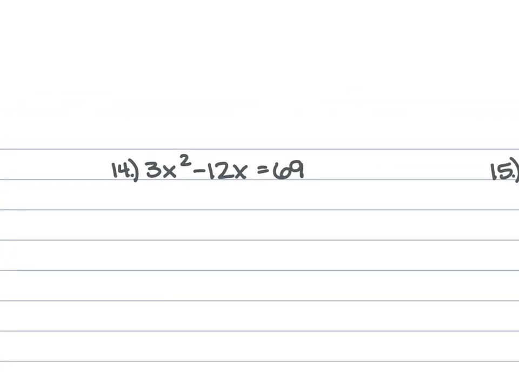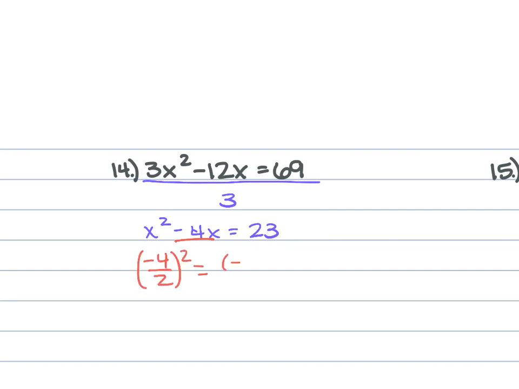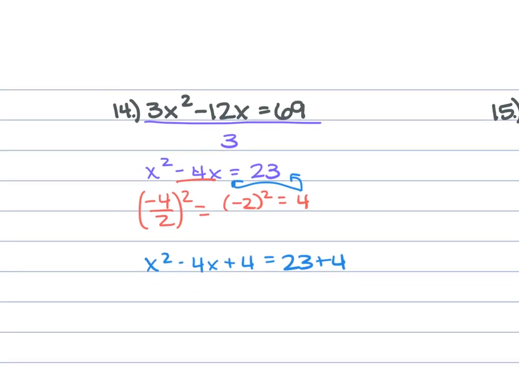For 14, we are given 3x squared minus 12x is equal to 69. So we are going to divide everything by this 3 and get x squared minus 4x is equal to 23. We then have a b of negative 4, so that's negative 4 over 2 squared, which is negative 2 squared, and that is 4. So we're going to add this 4 to both sides of the equation to get x squared minus 4x plus 4 is equal to 23 plus 4.